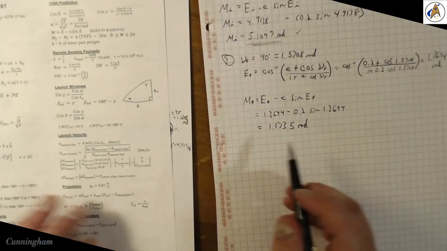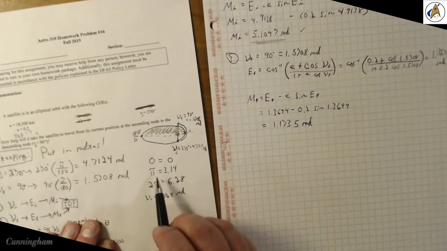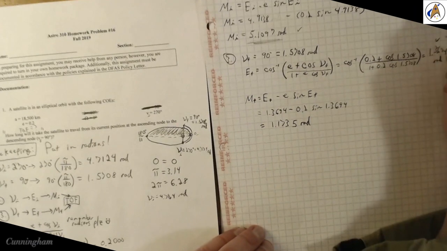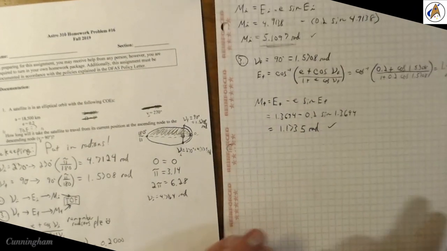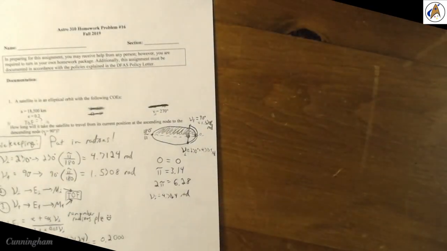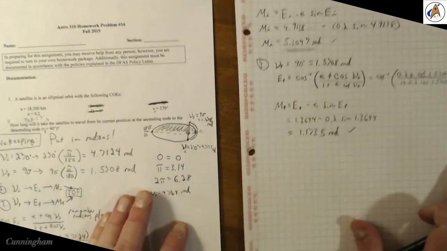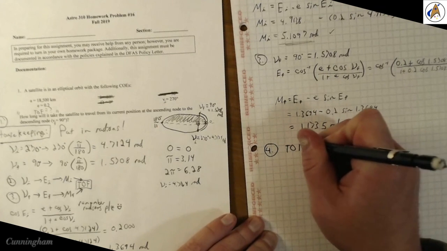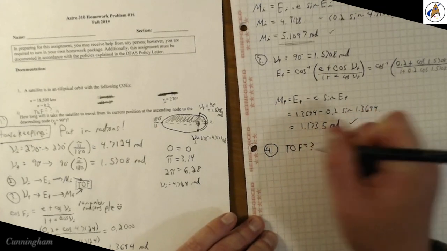Is that between 0 and 3-ish, right? 0 and pi. Yes, it is. So our half plane checks have checked. We're good to go. We are now finally at the point. Last step. We can calculate time of flight. We have all of the ingredients that we need.